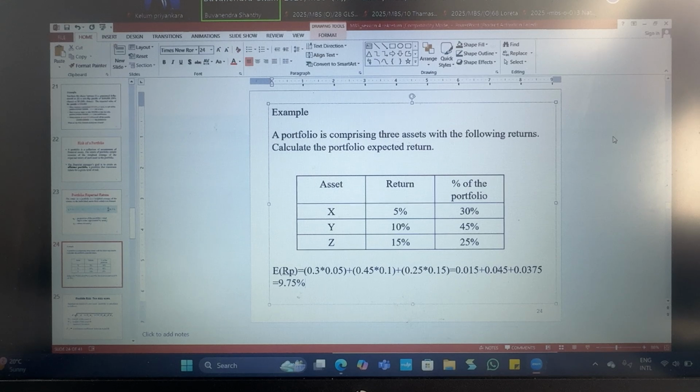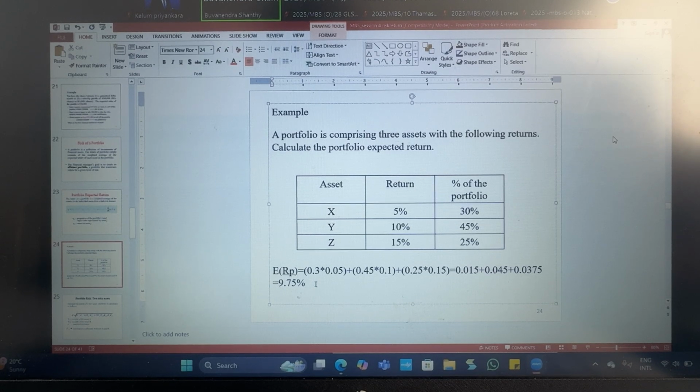We calculated that if a particular person's or company's portfolio is represented by this percentage of investments, and the expected returns for each investment are this much, then that particular portfolio's expected return is 9.75%. Okay? Only thing, from what we learned, now we take the weights.